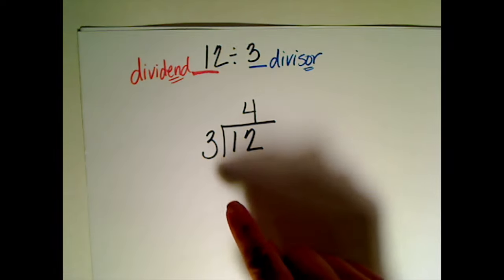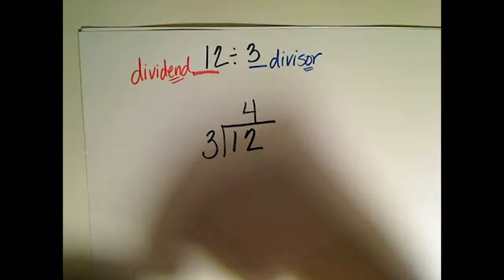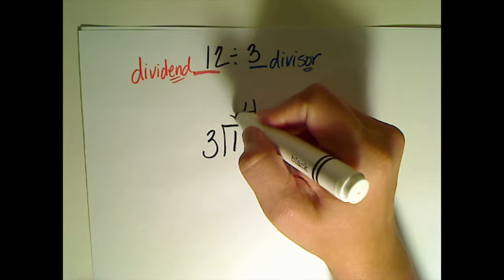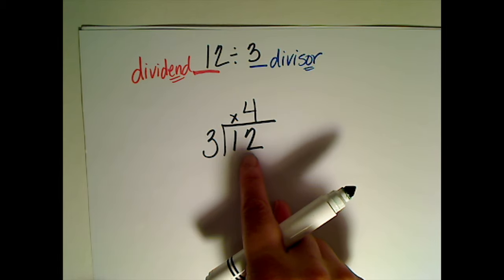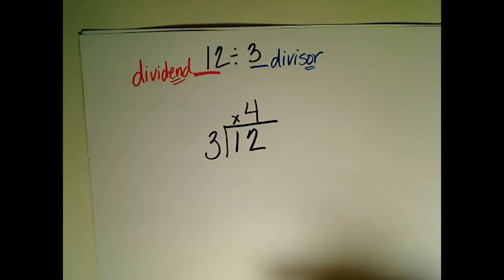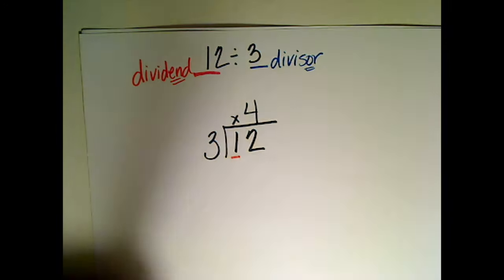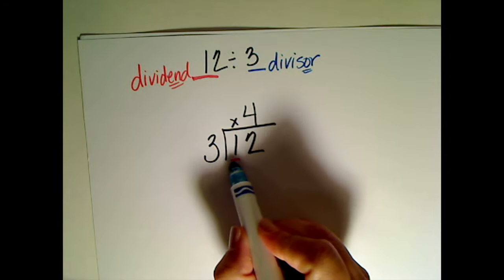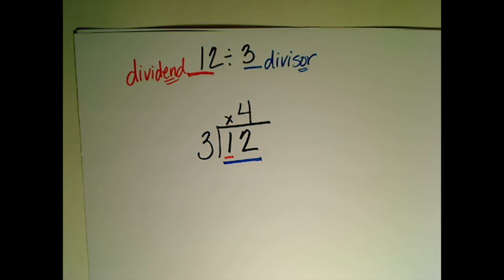But you can also say to yourself, oh, 3 groups cannot go into 1, but they can go into 12. Did you see that? They cannot go into 1, but they can go into 12. And so we're going to use that exact same questioning or strategy to take us through some other numbers.